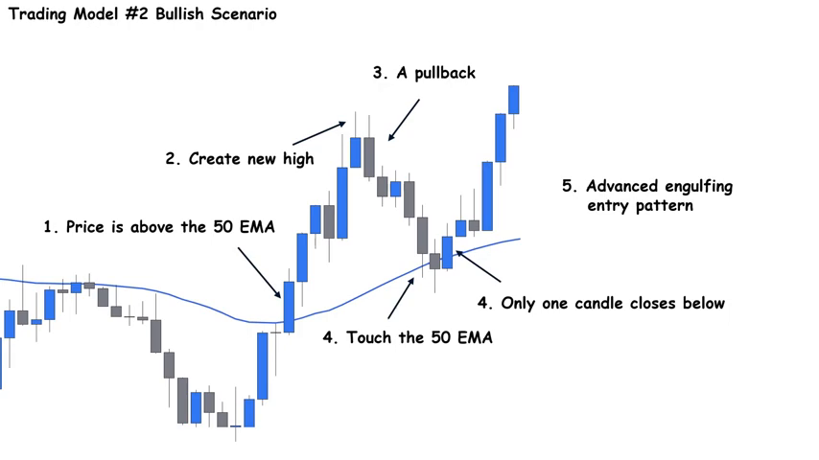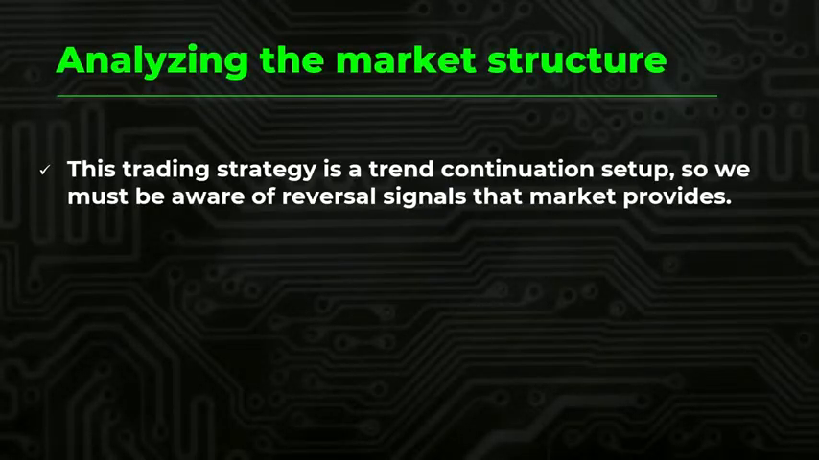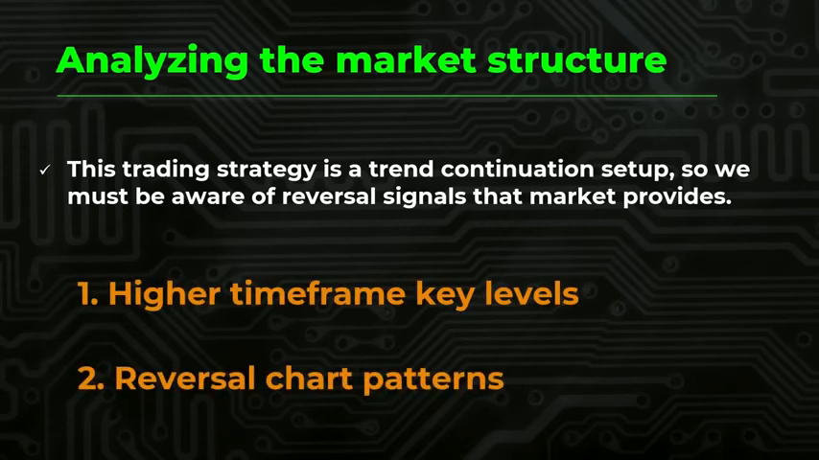Now, there is only one important concept left before placing a trade based on this strategy: analyzing the market structure. This trading strategy is a trend continuation setup, so we must be aware of reversal signals that the market provides. There are 2 types of market factors that we have to keep in mind: higher time frame key levels and reversal chart patterns.